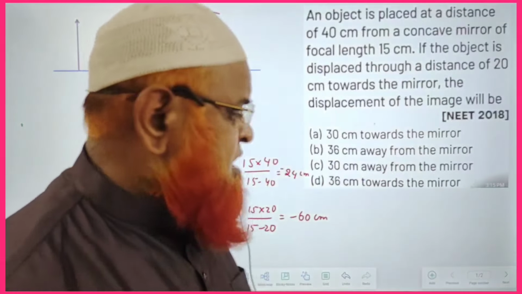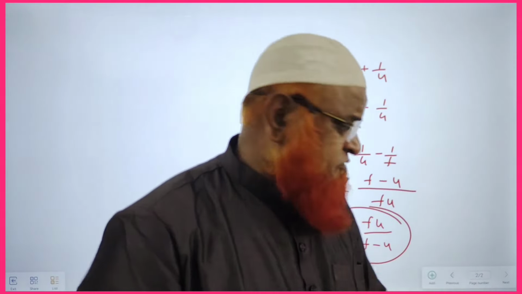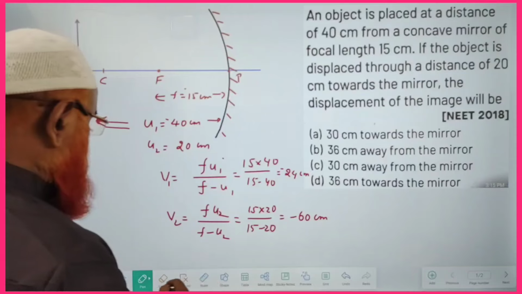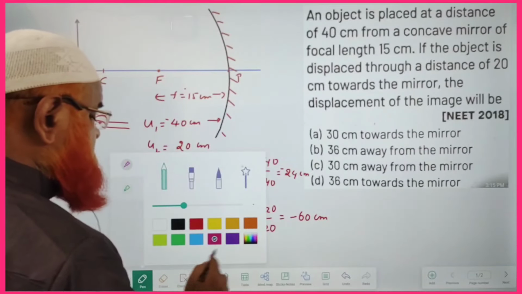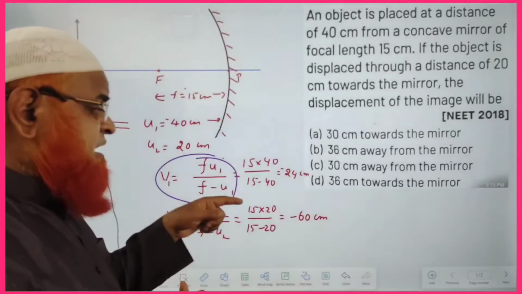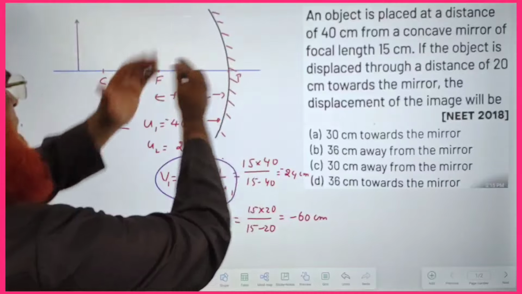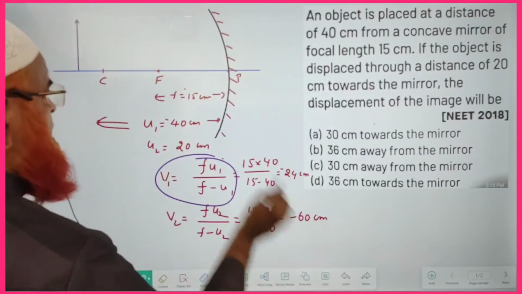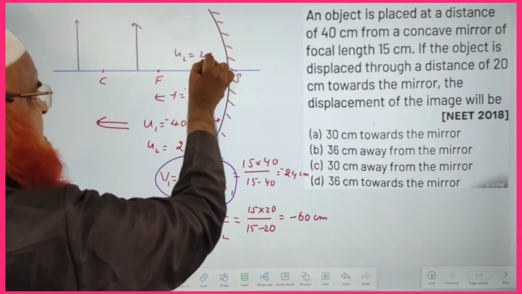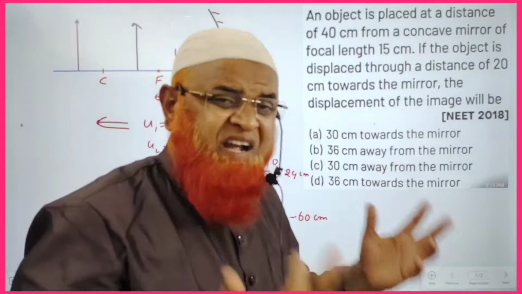Now let us solve the problem. So this shortcut formula we can use to solve this problem in a super simple way. Now, by using this shortcut, we can write f u1 by f minus u1. Previously the object was at 40 centimeters. Now it has been moved a little bit aside, which is now taken as u2 equal to 20 centimeters, because when you shift it towards the mirror, the remaining part is going to be 20 centimeters.